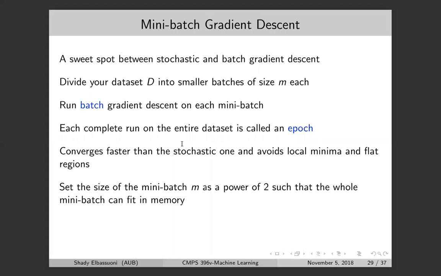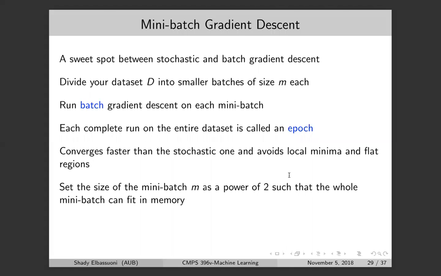You typically set the size of the mini batch, which is a hyperparameter, as a power of 2, such that the whole mini batch can fit in memory. That's a hyperparameter you need to set when training neural networks.